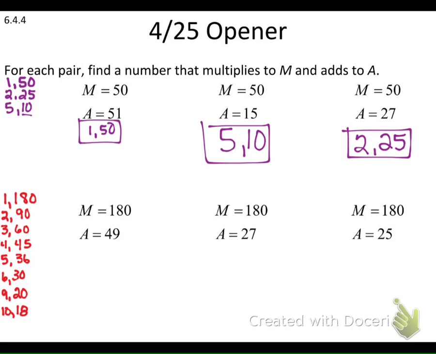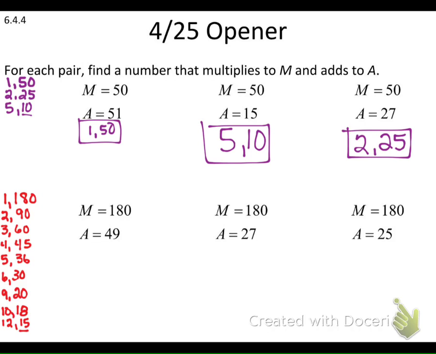Keep going. Can you do 11? Nope. Can you do 12? Yes, you can. What is it? 15. Can you do 13? What about 13 times what equals 180? Nope. What about 14? 14 times 14. Nope. And then after 14 is 15. So we know we've already used 15, so we're done.